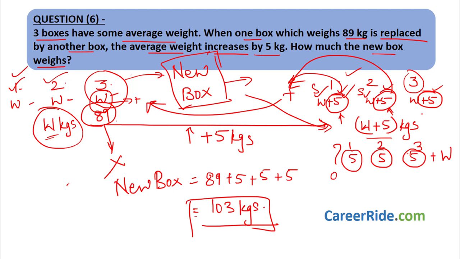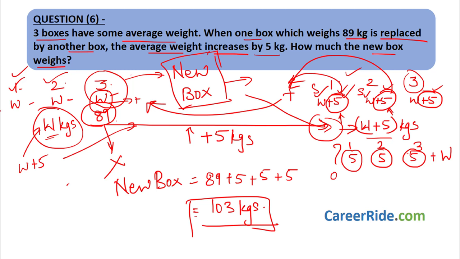Now, let's come to our problem. Let us say that because of replacing one box, the average increases by 5. That means if the average initially is W kg, it becomes W plus 5 kg, right? It becomes W plus 5 kg like this. Now, since it becomes W plus 5 kg, what would the individual weights become? 1 will go from W to W plus 5, 2 will go from W to W plus 5, and 3 will also go from W to W plus 5. Okay, so there is an increase of 5 kg in individual weights also. Remember, once the average increases, individual weights also increase. But we know that two boxes are the same, only the third box is changed.